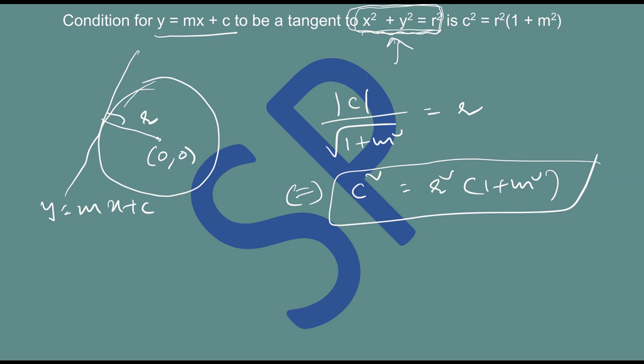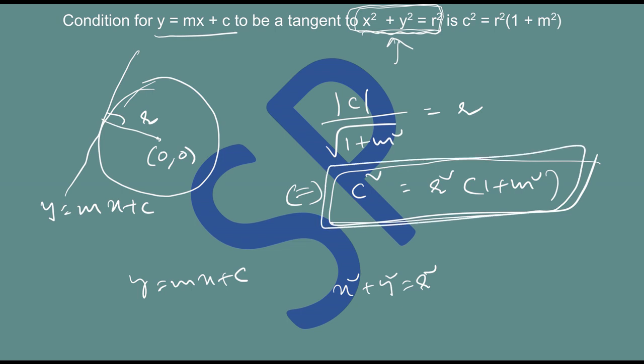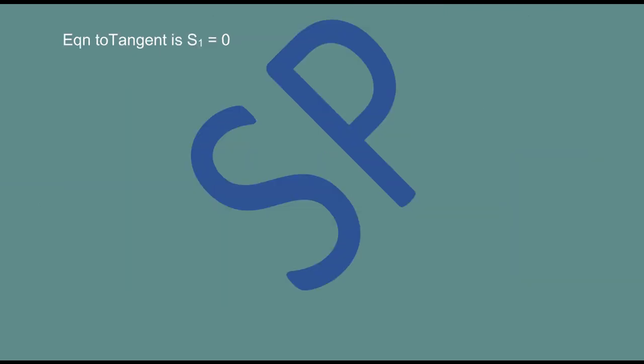The condition for y equal to mx plus c to be a tangent to the circle x square plus y square equal to r square is c square is equal to r square into 1 plus m square. It's an if and only if condition. Learn it by heart. Now the previous condition was for the circle having center at the origin. Over here we are going to find equation to the tangent.